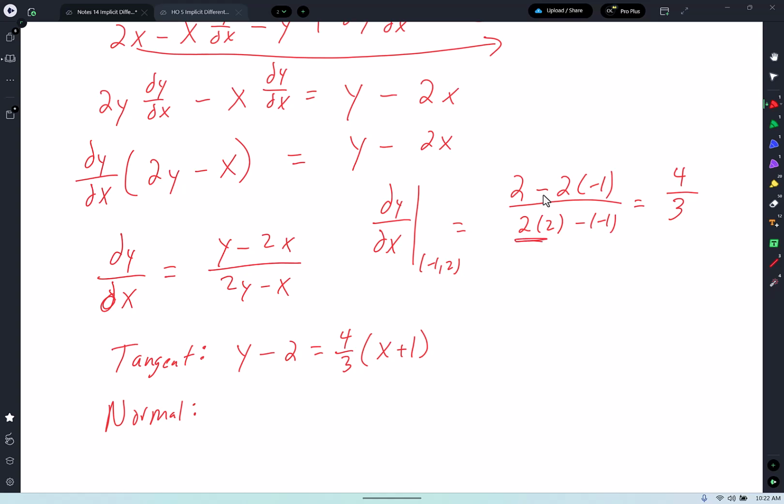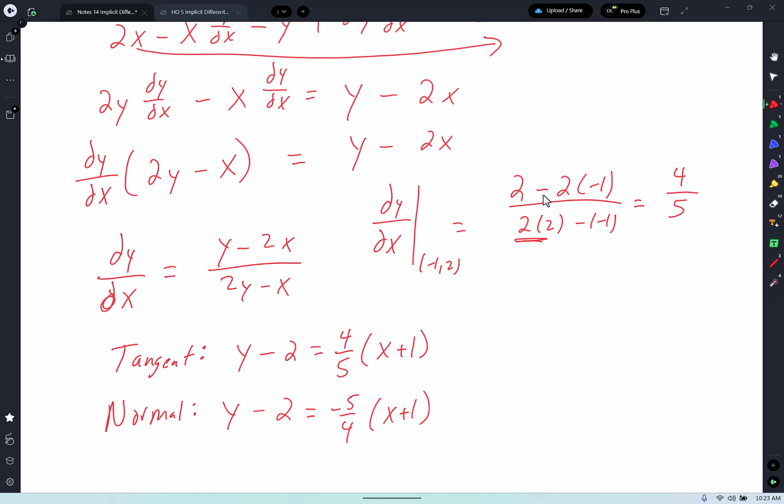Oh, yeah. I said 2 plus 1. Thank you, miss. I would have drawn the Desmos and I would have been like, what the heck? That's not a tangent. Y minus 2 equals, what's my new slope? And I think we're good.